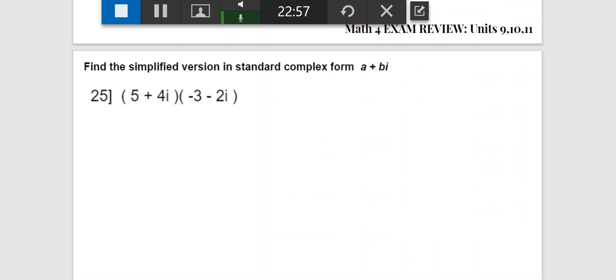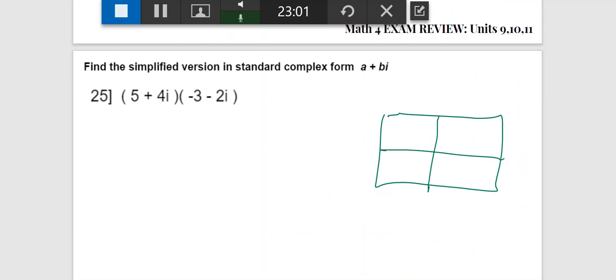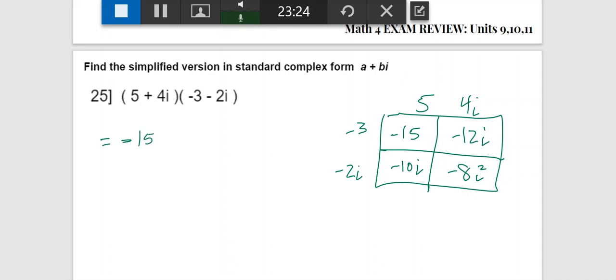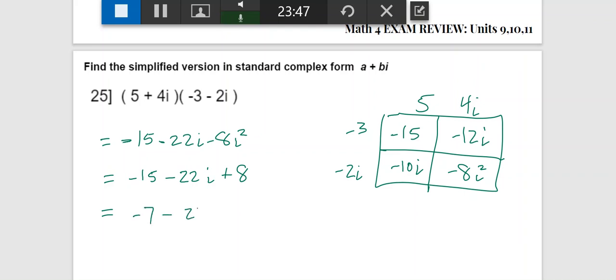This one is more boxing of the same. 5 plus 4i, negative 3 minus 2i. Negative 3 times 5, negative 3 times 4i, negative 2i times 5, negative 2i times 4i. That's going to leave us with negative 15. Negative 10 and negative 12 make negative 22i. And then minus 8i squared. Now that i squared is going to become a negative 1, which by the time we multiply it times negative 8 times negative 1 becomes a positive 8. Negative 15 plus 8 is going to leave me with negative 7. Okay.